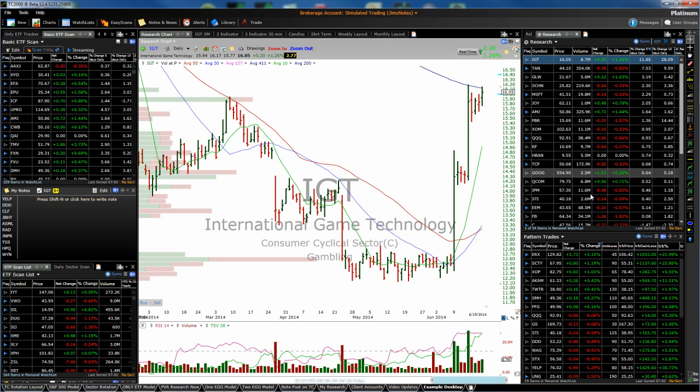And if we open them, you can see IGT, which is International Gaming Technology. This is just a pattern play that came out of the scans. You can see you've got a pennant and then another pennant, so you've got two pennants, and you're looking for a continuation to the upside, which is essentially what you got today.